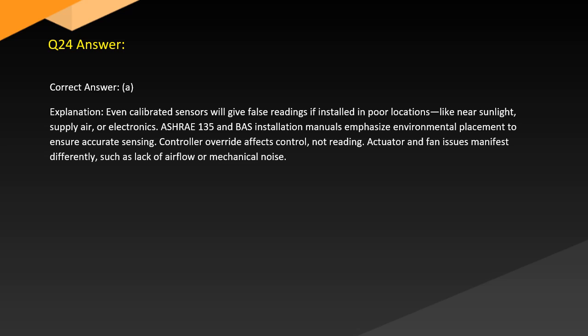Answer. Correct answer: A. Explanation. Even calibrated sensors will give false readings if installed in poor locations, like near sunlight, supply air, or electronics. ASHRAE 135 and BAS installation manuals emphasize environmental placement to ensure accurate sensing. Controller override affects control, not reading. Actuator and fan issues manifest differently, such as lack of airflow or mechanical noise.